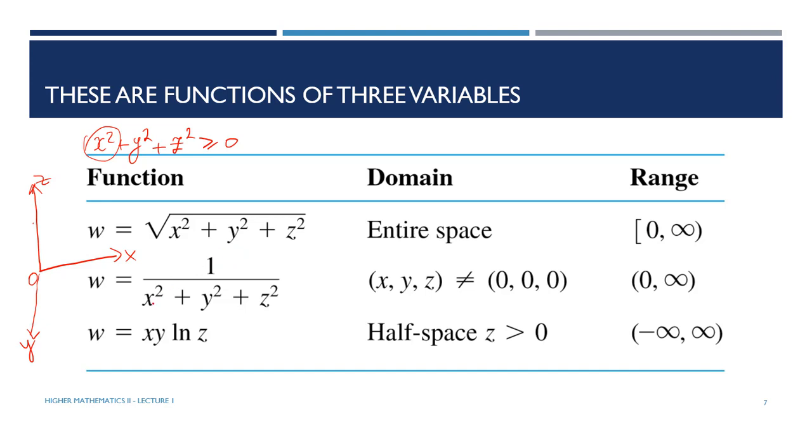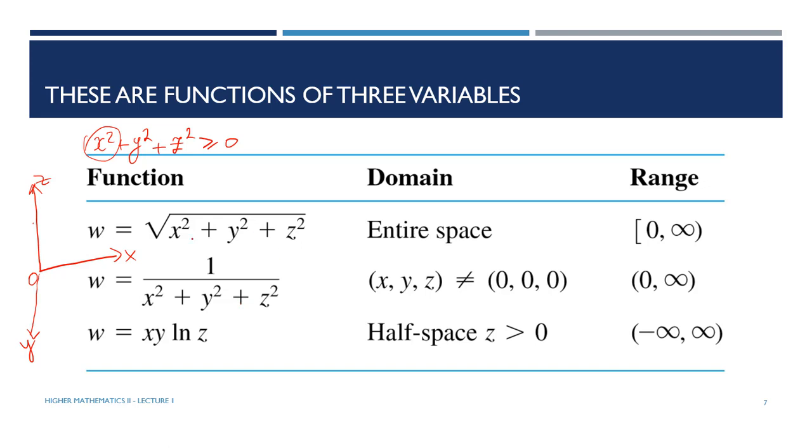Another one, w equals 1 over x squared plus y squared plus z squared. Again, we have the same kind of expression as the previous one. This part is the denominator and it cannot be 0. x squared plus y squared plus z squared cannot be 0. These numbers are always positive, except sometimes they can be 0.